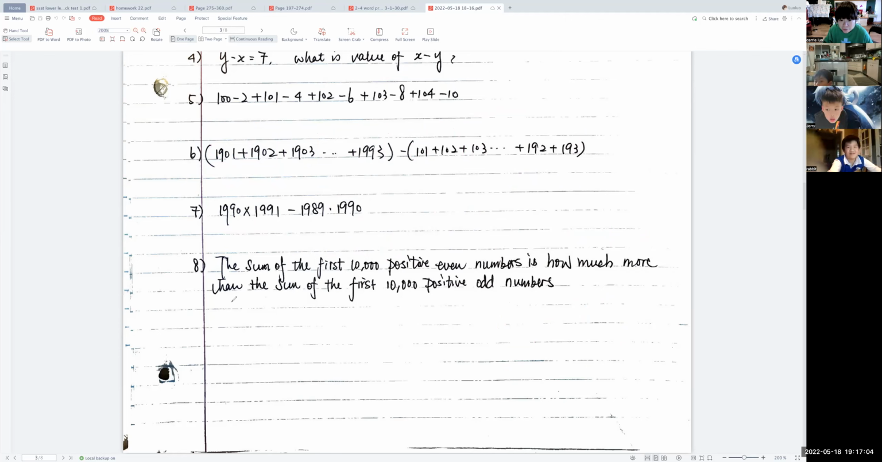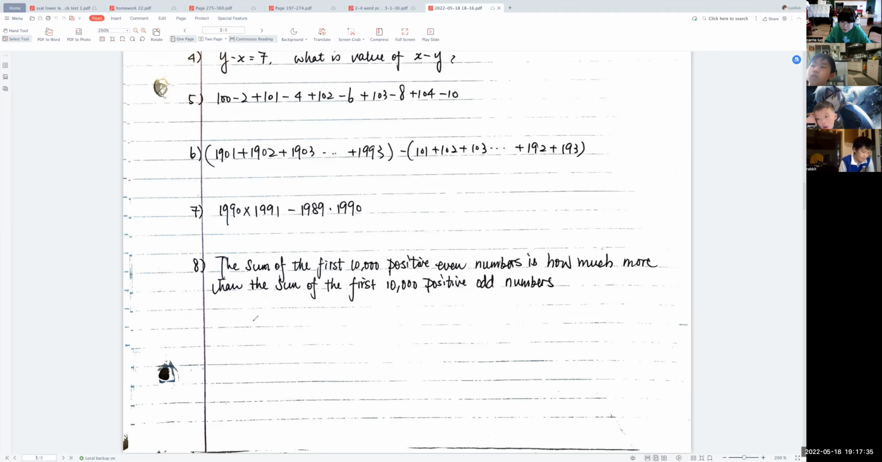So the sum of the first 10,000 positive even numbers is how much more than the sum of the first 10,000 positive odd numbers? This question is very easy. If you still remember, the way of doing it is just 2 minus 1, 4 minus 3, 6 minus 5, right? Very easy. But if I make it a little bit harder, okay?